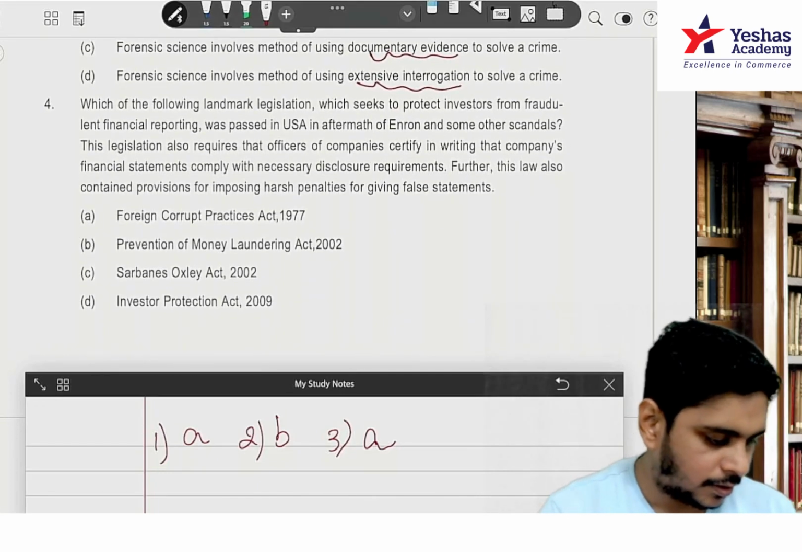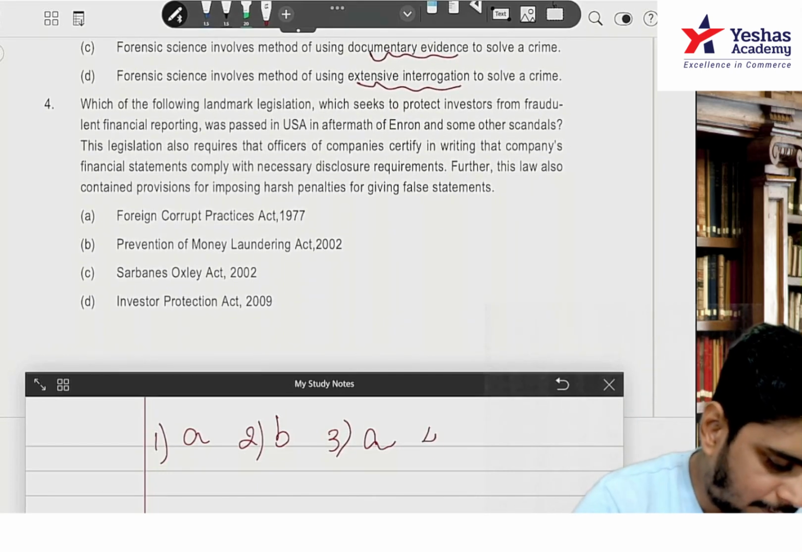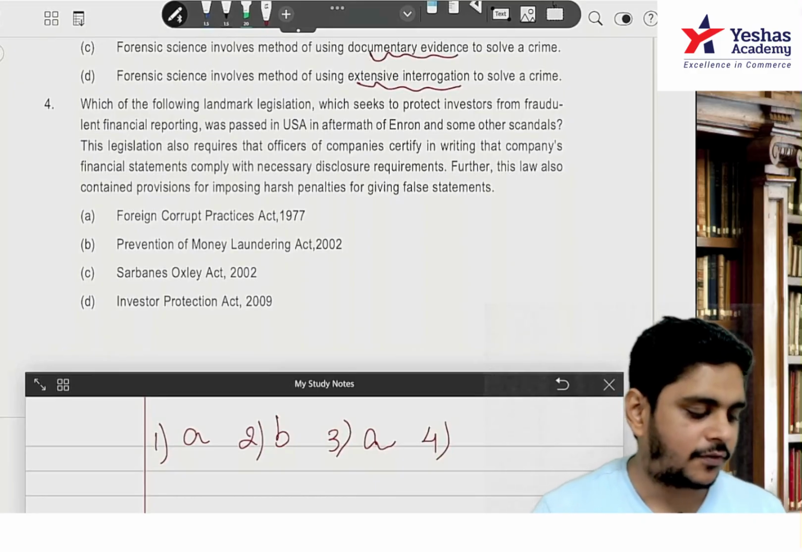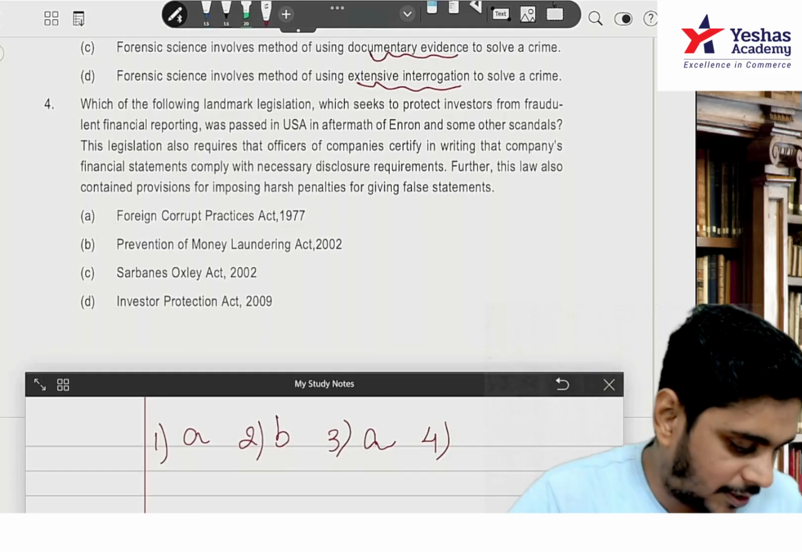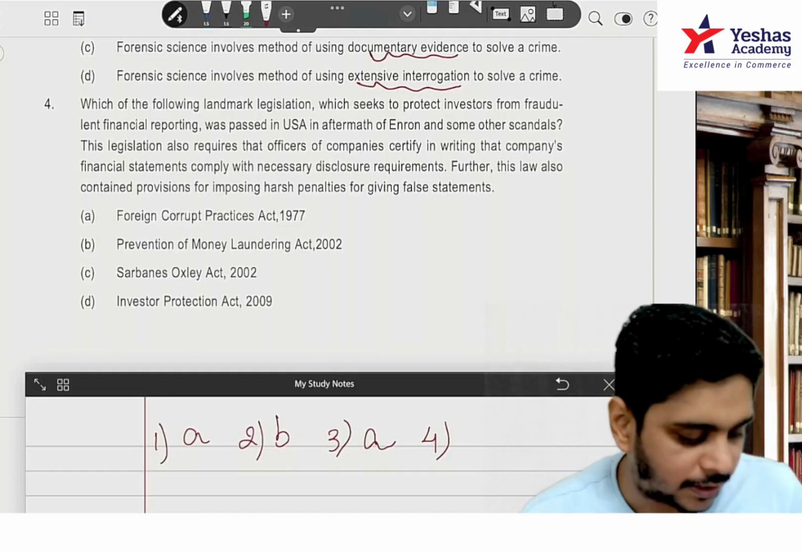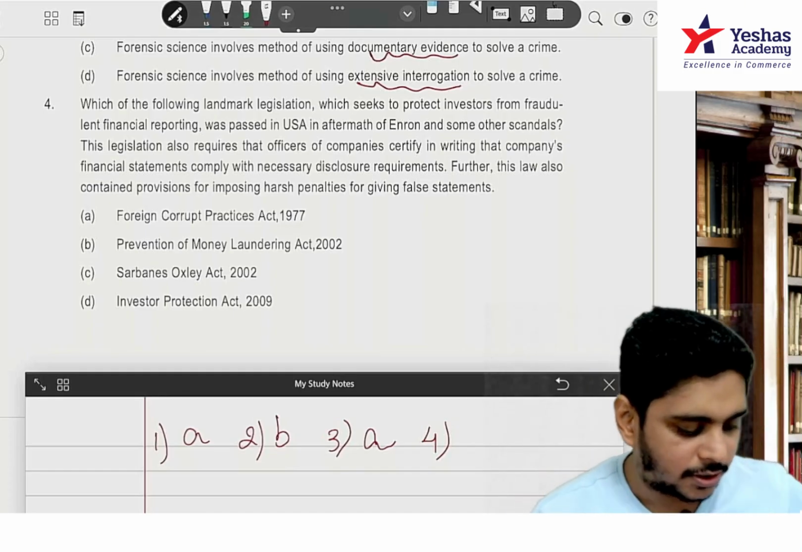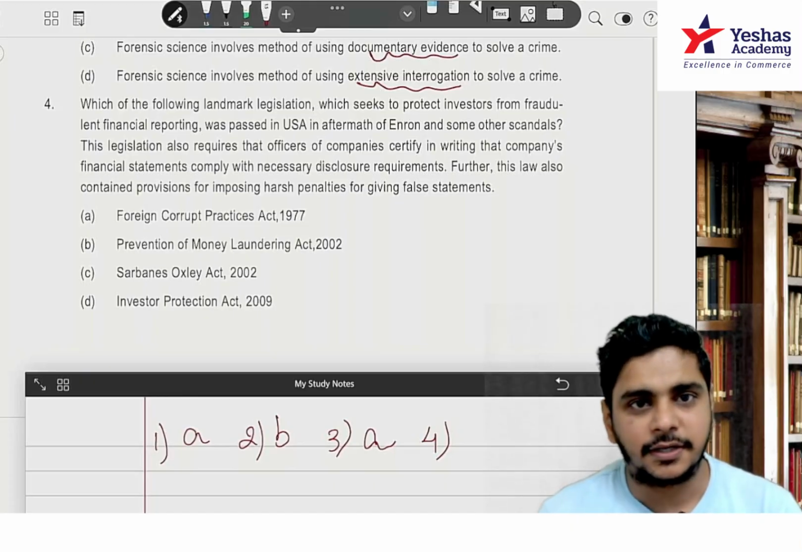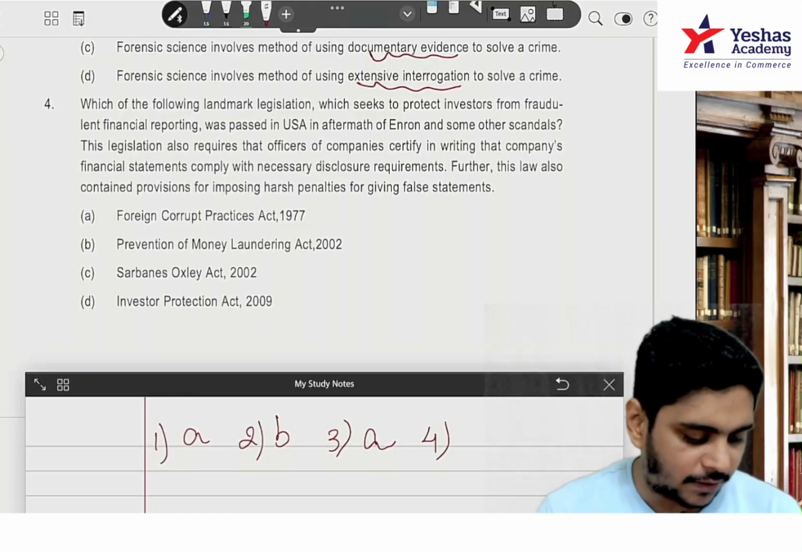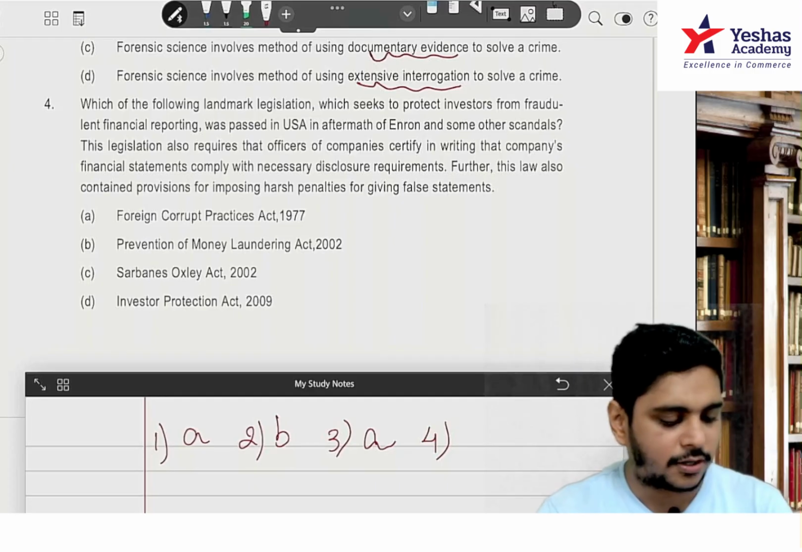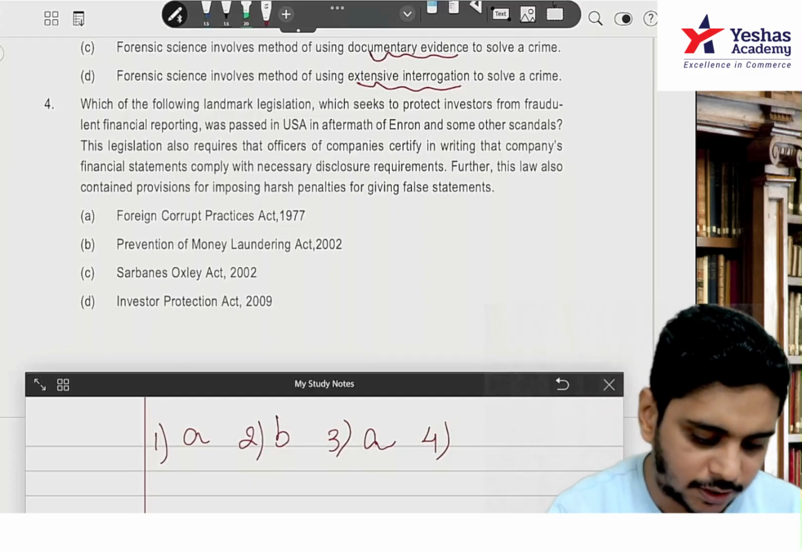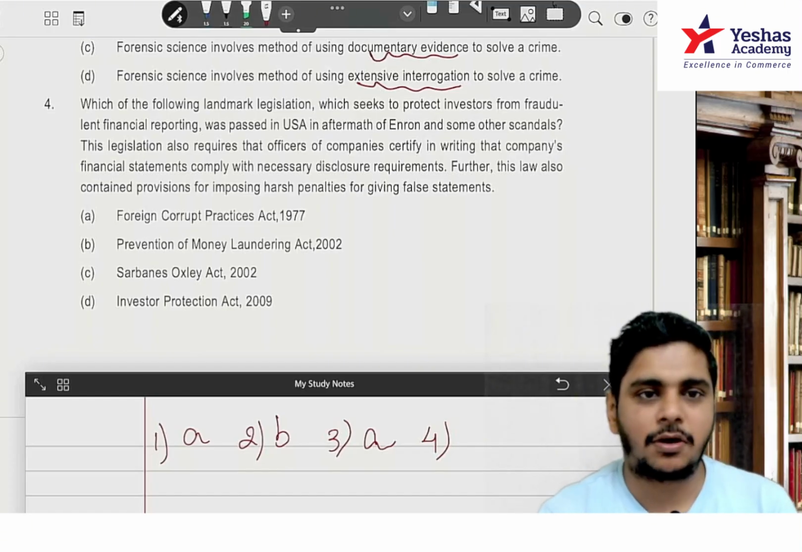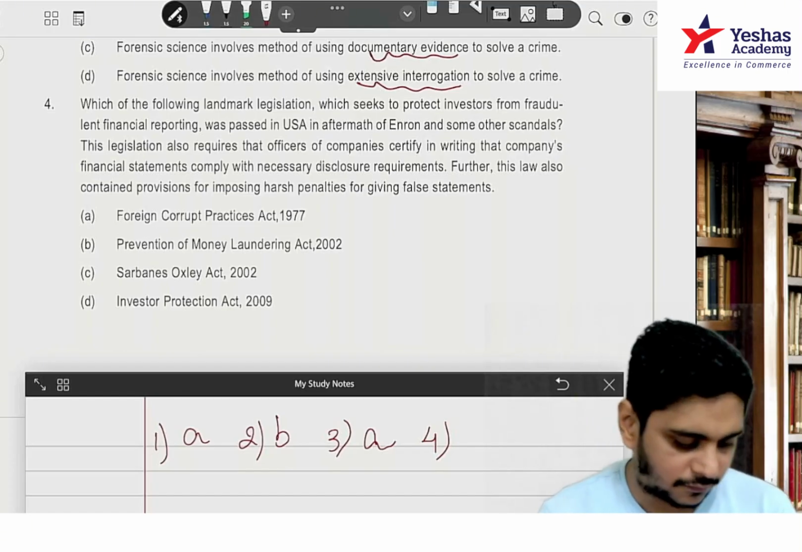Fourth. Which of the following is a landmark law which protects the investor from fraudulent financial reporting, passed in the US? In the aftermath of Enron and some other scandals, this law requires the officers of a company to certify in writing that the company's financial statements comply with necessary disclosure requirements. Further, this law also contains provisions for imposing harsh penalties for giving false statements. So it will be the Sarbanes-Oxley Act. Question 4 is C.